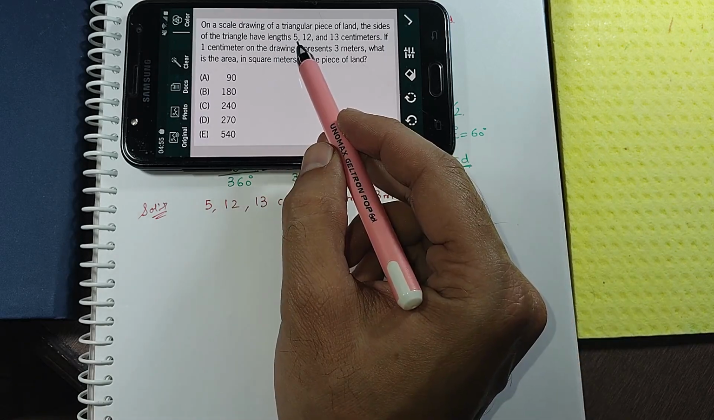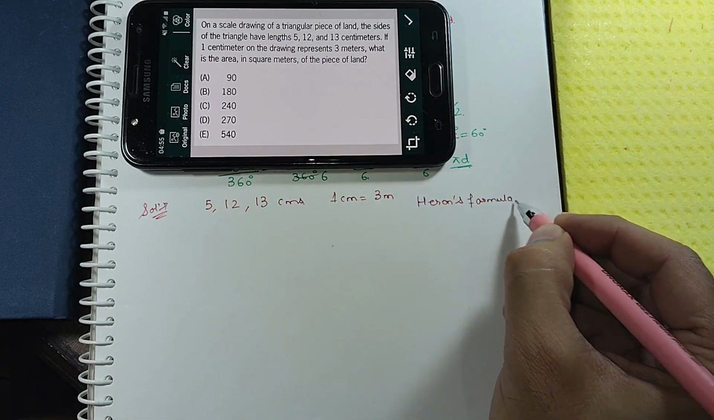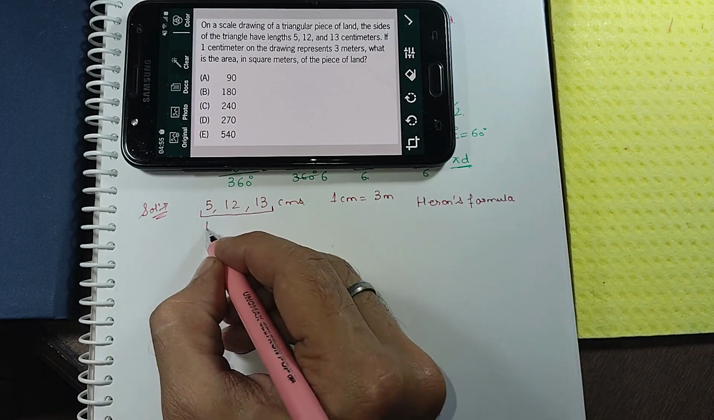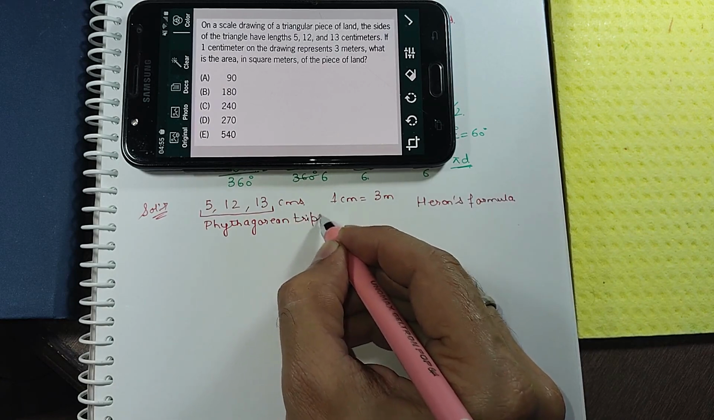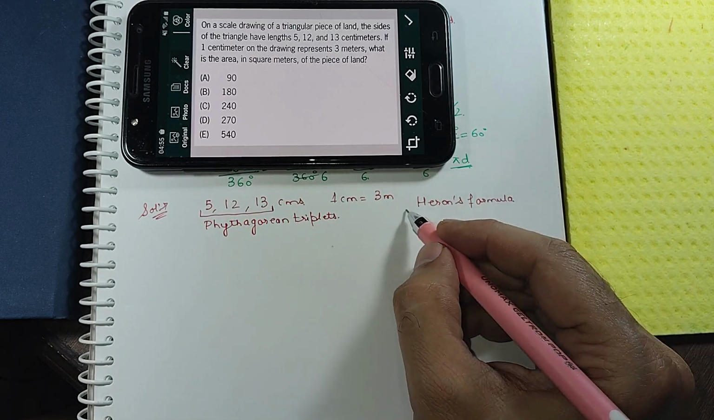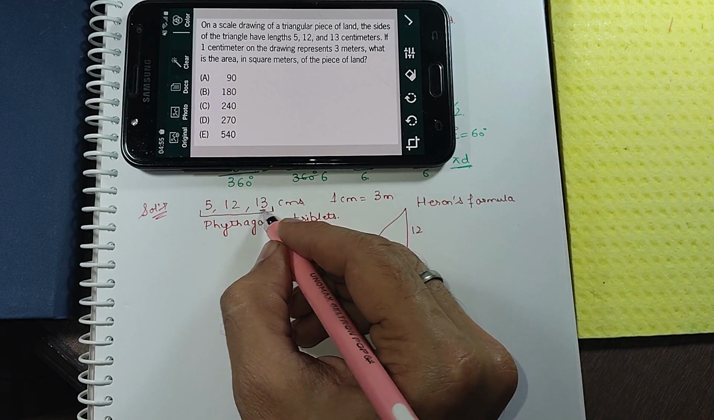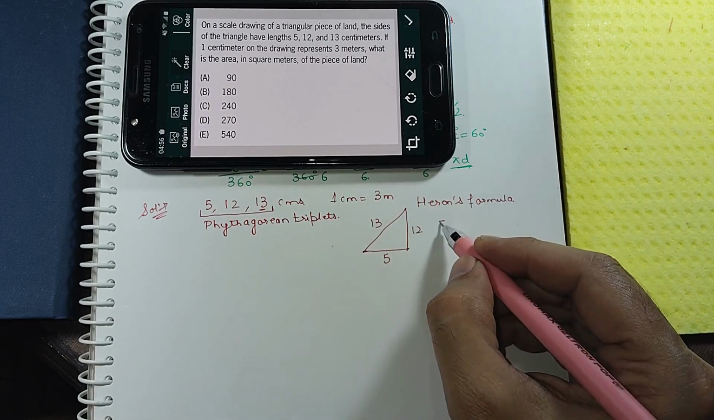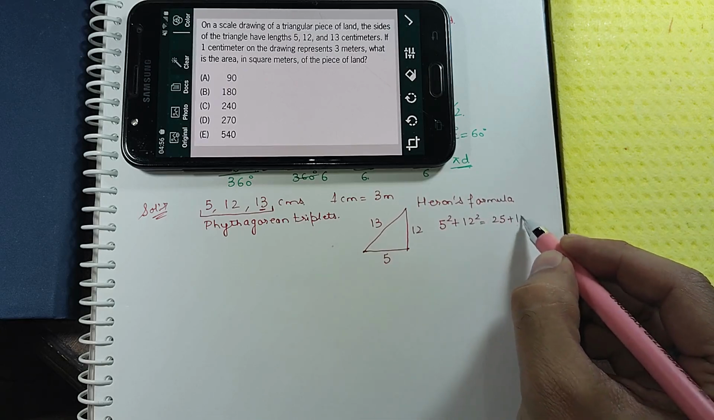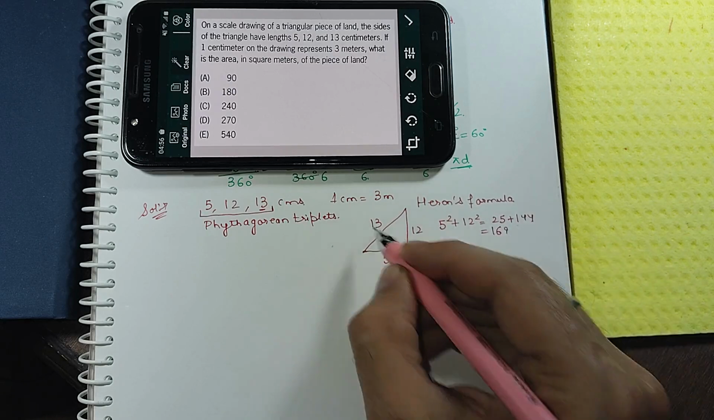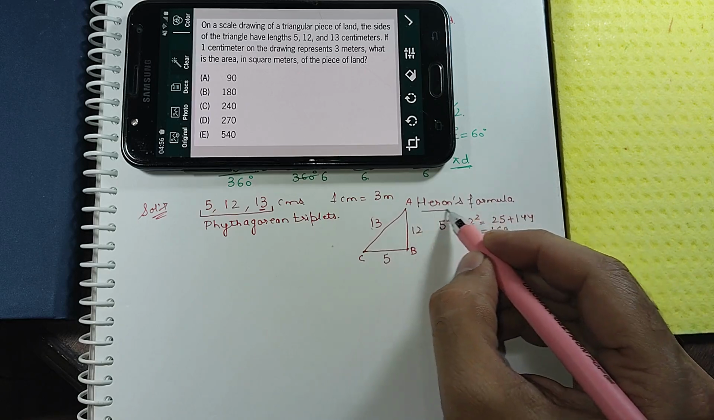See, normally you would calculate the area of this triangle given the sides with the help of Heron's formula, right? But if you look closely, these form a Pythagorean triplet. That means that the sum of the squares of two sides is equal to the square of the third side. So this is a right triangle with sides 5, 12 and the longest side is always the hypotenuse. Now you can check it. 5 square plus 12 square is equal to 25 plus 144, which is equal to 169, which is the square of 13.